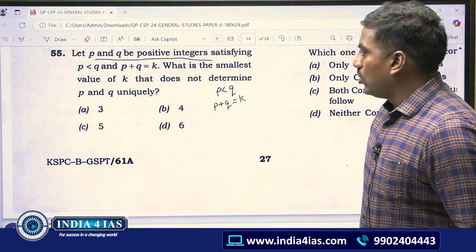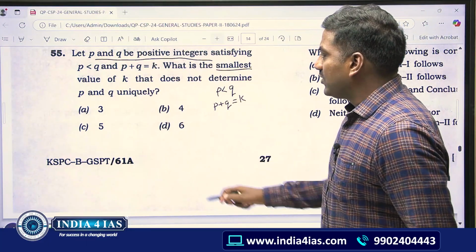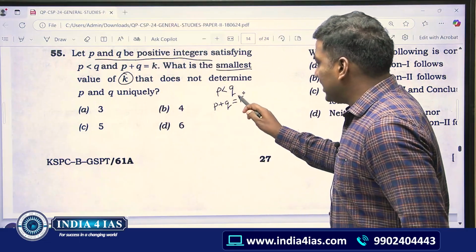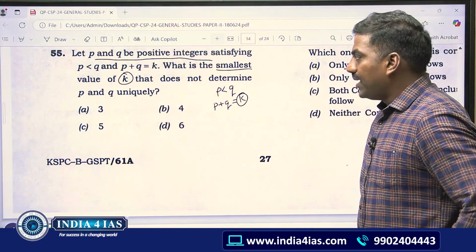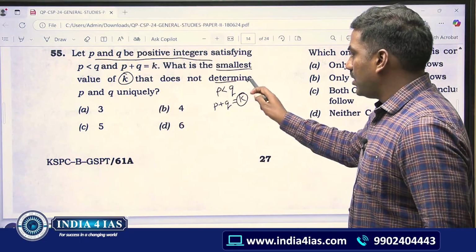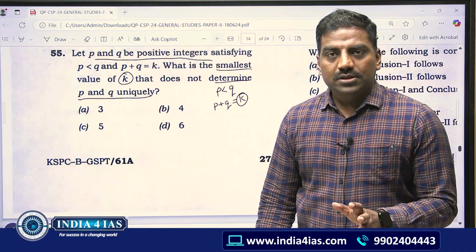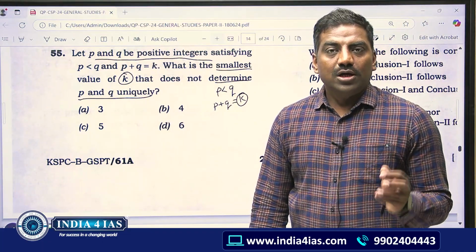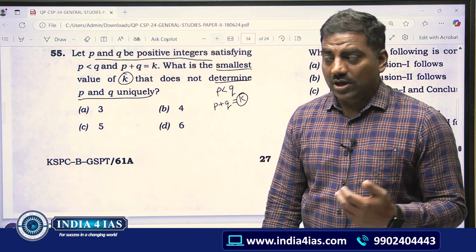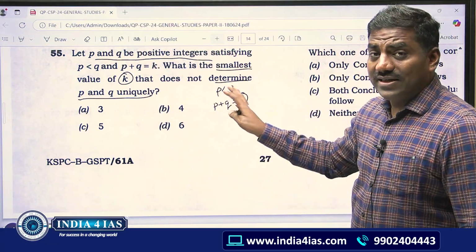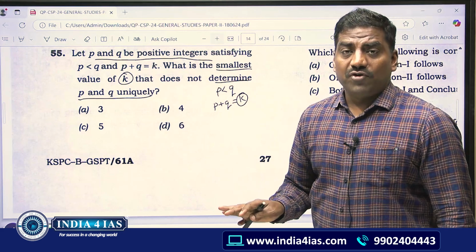P plus Q is equal to K. What is the smallest value of K? We are finding this one. What is the value of K that does not determine P and Q uniquely? To understand this question, your maths is not enough. You have to have good English also, because this entire sentence is giving a lot of information.